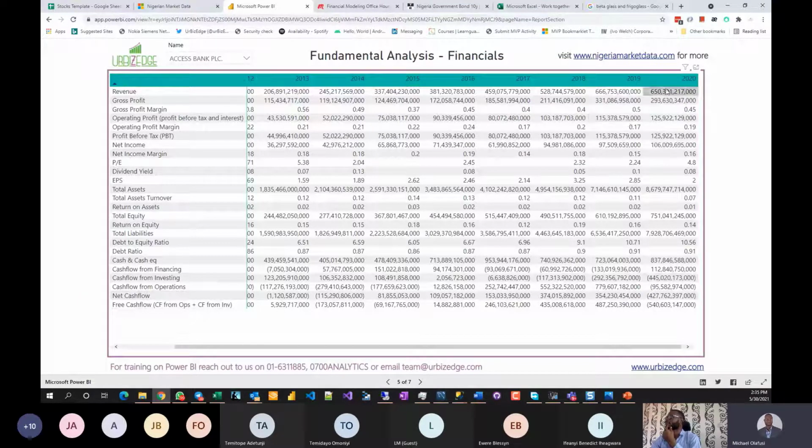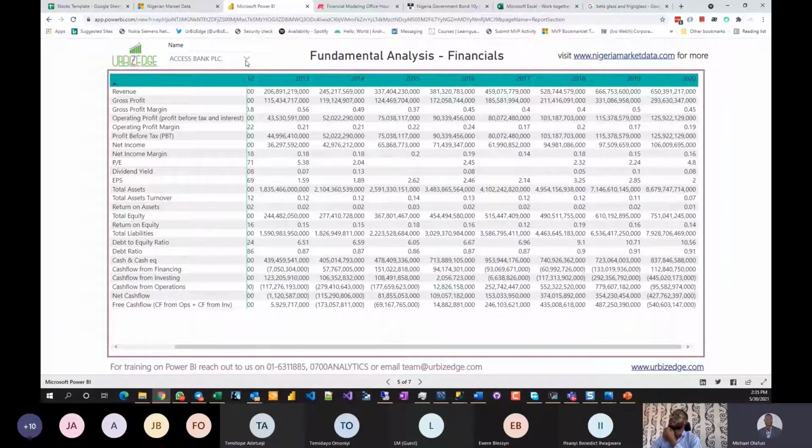Let's take a look. Revenue dropped, profit dropped, gross profit dropped. Let's look at net profit. Net profit actually went up, so this is not bad. I'm going to definitely buy into Access Bank.